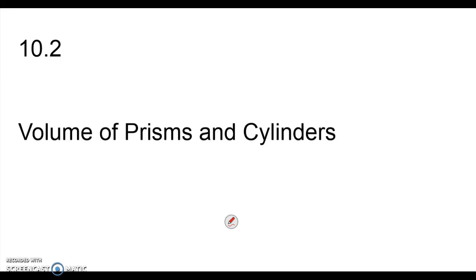All right, day 2, we're going to actually be finding the volume of prisms and cylinders. Cylinders kind of lie in the same category as prisms because they have two parallel congruent bases. Okay, so that's why we kind of put cylinders and prisms together. And then next section, we're actually going to put pyramids and cones together.